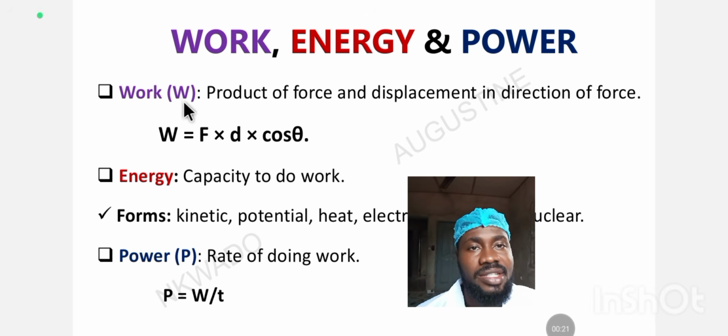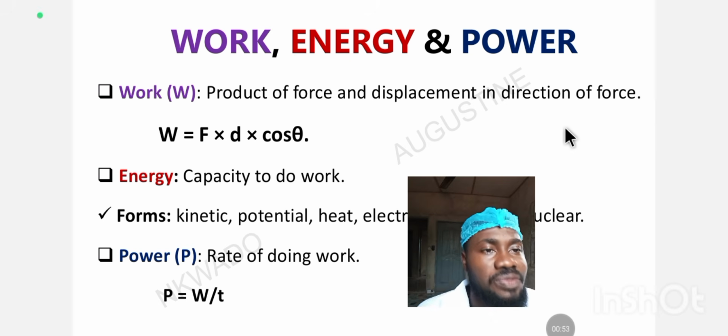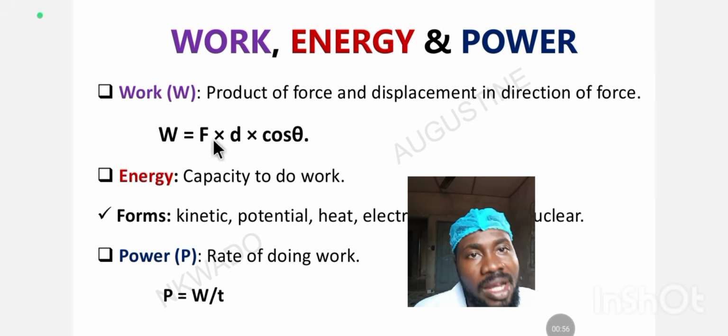Work, the symbol is W, capital letter W. And what is work? Work is the product of force and displacement in the direction of force. The product of what? Displacement and force in the direction of force. As simple as that. Distance moved in the direction of force. If you can't put this definition in your head, you can say work is the distance moved in the direction of force. But when you say it's the product of force and displacement in the direction of force, that's work, and that's work done. And what's the formula?